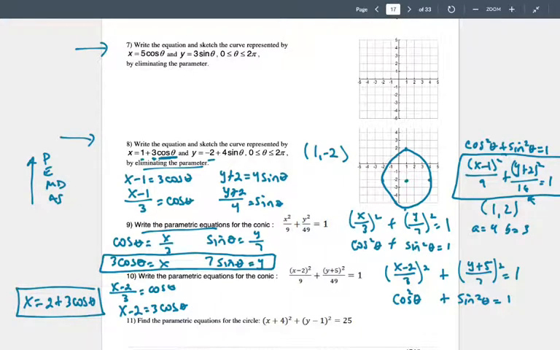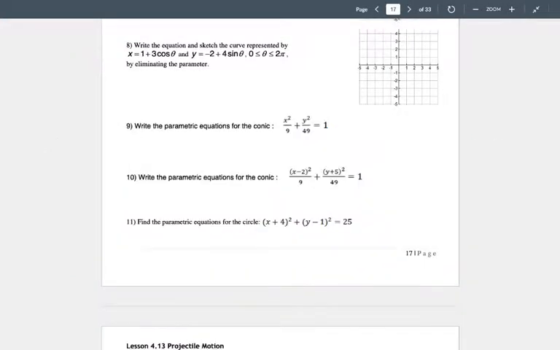And then we get the other one from y plus 5 over 7 equals sine theta. So y plus 5 equals 7 sine theta, which means that y equals negative 5 plus 7 sine theta. And that's our other parametric equation. All right, one more example. On this one, again, they want us to find the parametric equations.